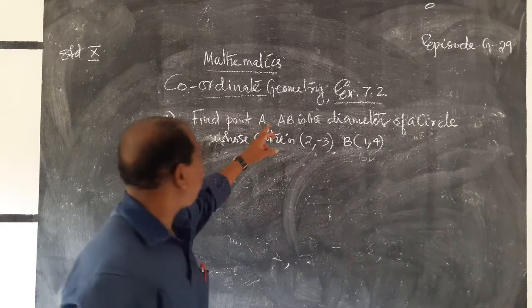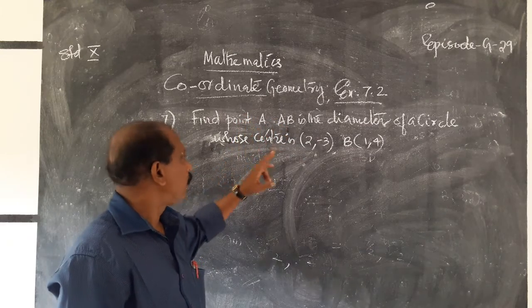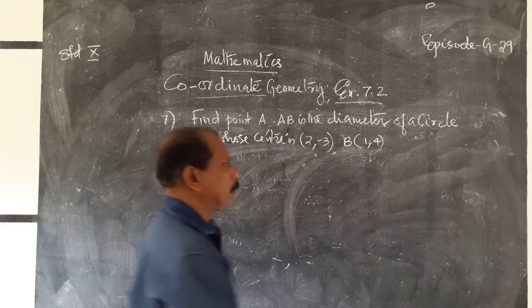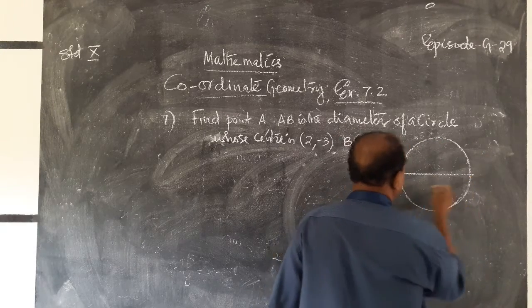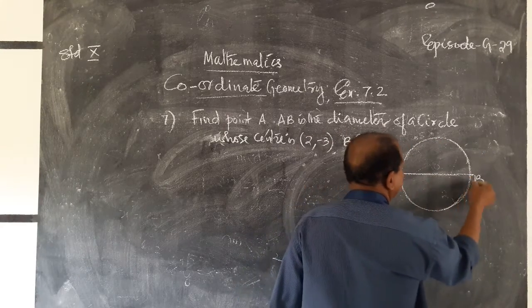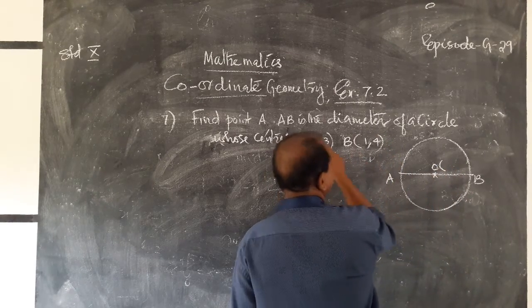Listen, AB is the diameter of a circle. We can find the point A. B is given and also the center of the circle is given. Listen, this is the circle and this is AB. The midpoint is the center O. What is it? It is (2, minus 3).